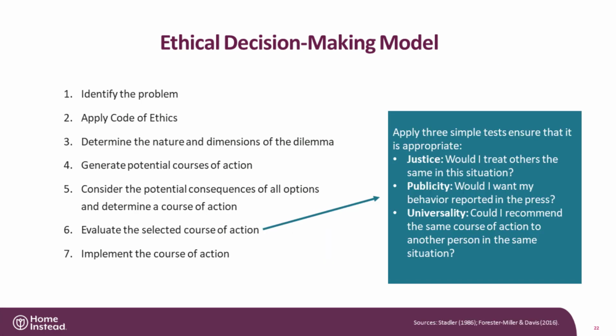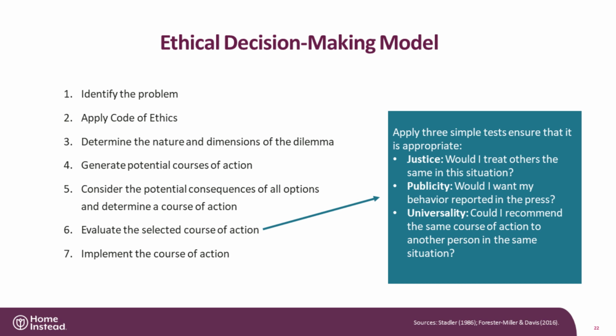And then there's another ethical decision-making model that I've also found, because I like for people to have options. It was created by Foster, Miller, and Davis. It's very similar to Dr. Crocker's model. The big differentiator is step 6. There are 7 steps in this decision-making model. 1 is identify the problem, 2 apply the code of ethics. 3 is determine the nature and dimensions of the dilemma. 4 is to generate the potential courses of action. 5 is to consider the potential consequences of all options and determine the course of action. 6 is to evaluate the selected course of action. And 7 is to implement the course of action.